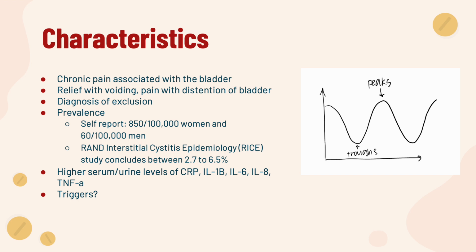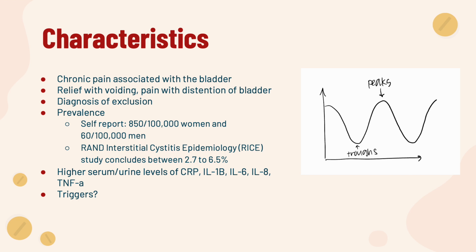Those with IC will typically have relief with voiding, but pain when the bladder distends, causing frequent voids to avoid discomfort. This is in contrast to overactive bladder, where patients void frequently due to urinary urgency but without pain. IC affects women worldwide, and the Rice study concluded this number is between 2.7 to 6.5% in the US.